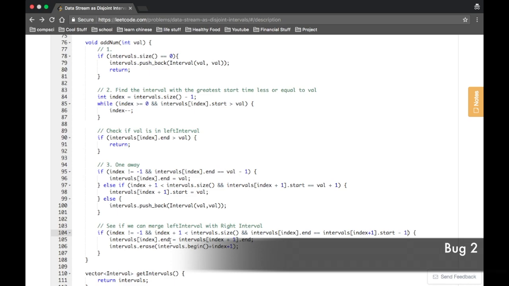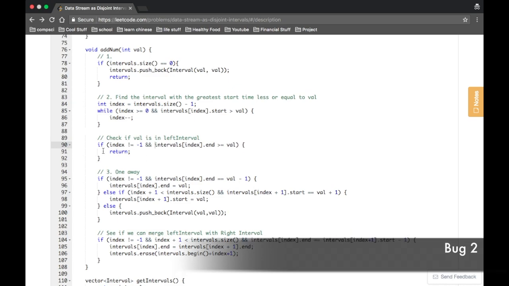Okay, so did you find it? So right now we're checking if val is less than the interval's end. But what if it's equal? If val is equal to the end, it's still in the interval. So you have to add that. In addition, I also have to check if the left interval even exists. So that's something I didn't check before.